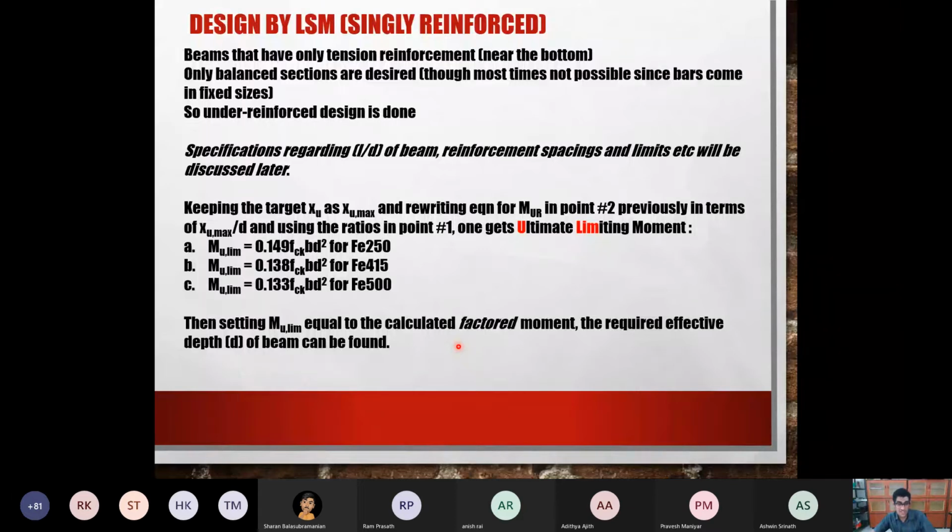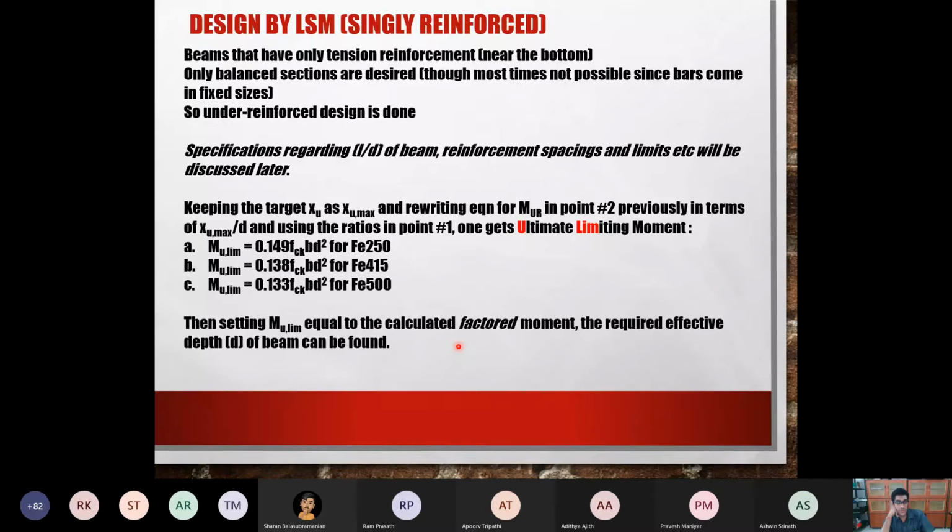Discussed two classes ago. What is factor and what is factored moment? How do you get factored load? Multiplying with the factor of safety. Dividing by factor of safety. Yeah, based on what? Whether it's a single load or a combination of gravity loads.